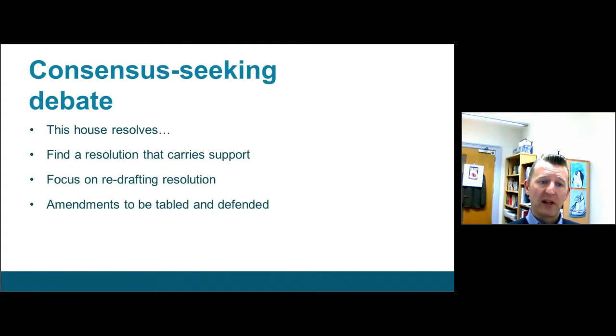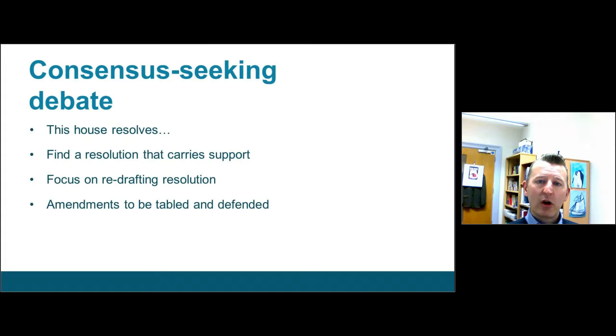The opposite form of debate is consensus seeking. This would be, instead of this house believes, we might state this as this house resolves. The purpose is to find a resolution that carries the support of as many people in the room as possible. So in a straightforward competitive debate, you just need 50% plus one on your side and you've won. But the best solution is the one that carries most people.